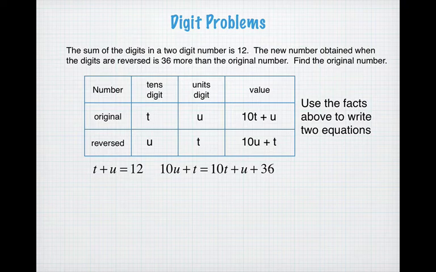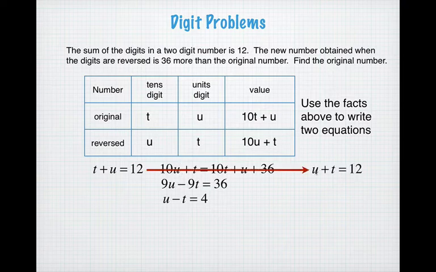Now I'm going to go ahead and simplify this a little bit, put both of my variables on the same side, and notice I have a common factor here of 9, and so I have U minus T equals 4. Now I'm kind of running out of room here, so I'm going to move some things over to the side here. You should have room on your paper there.